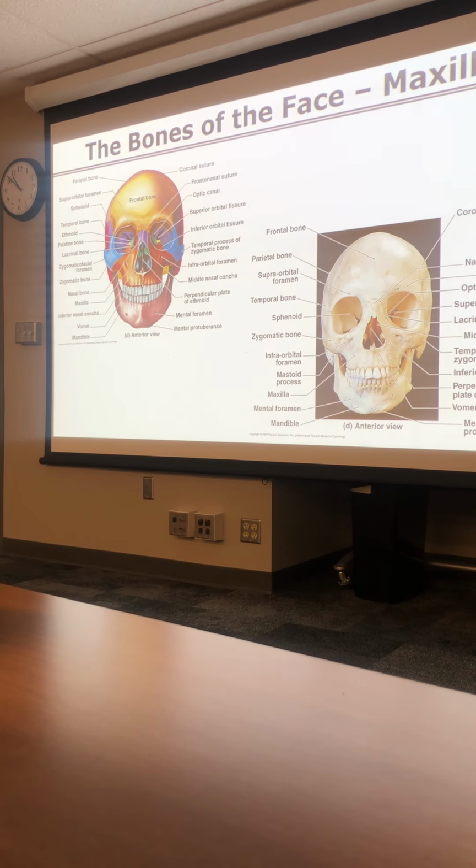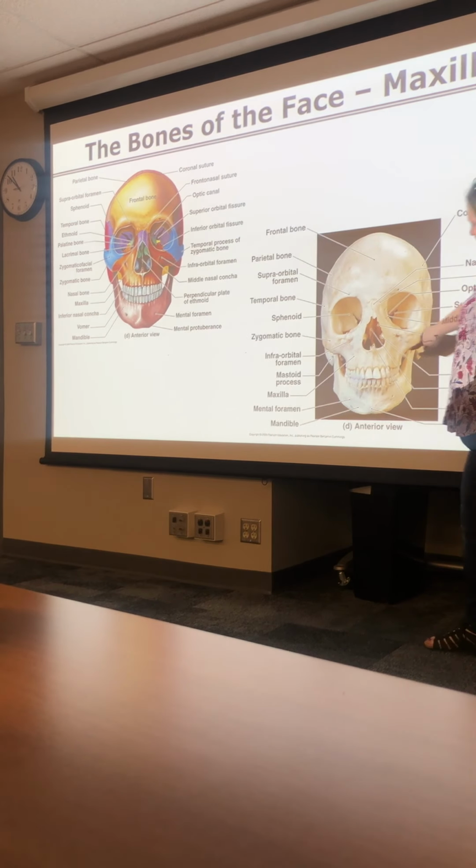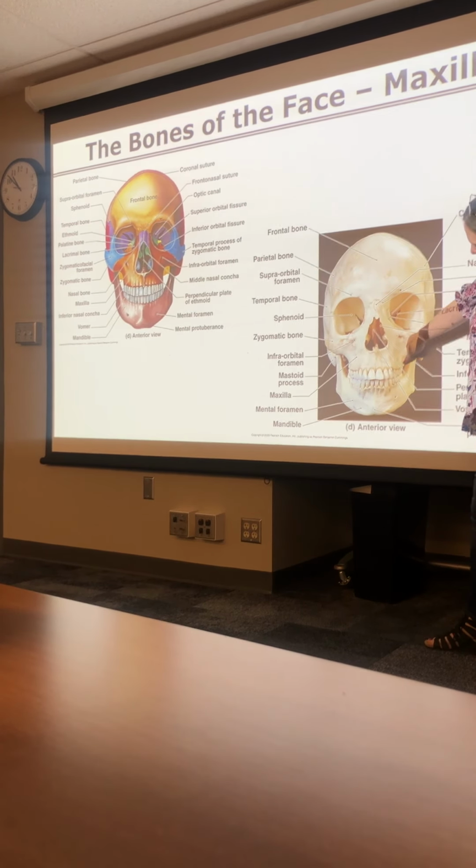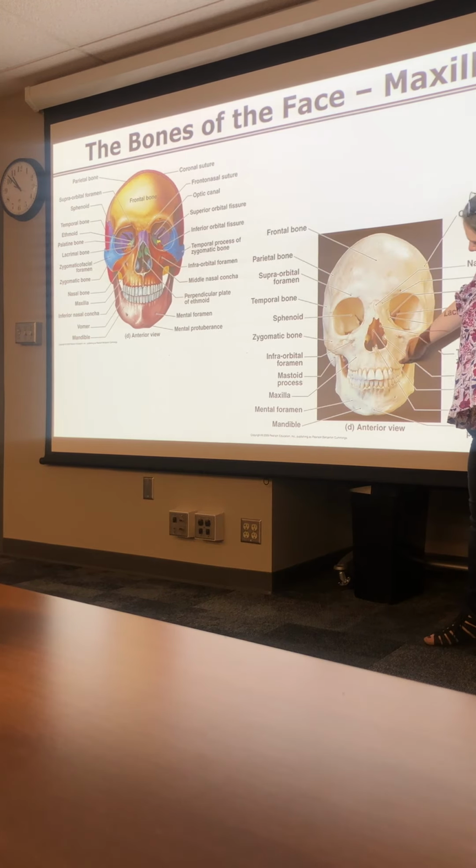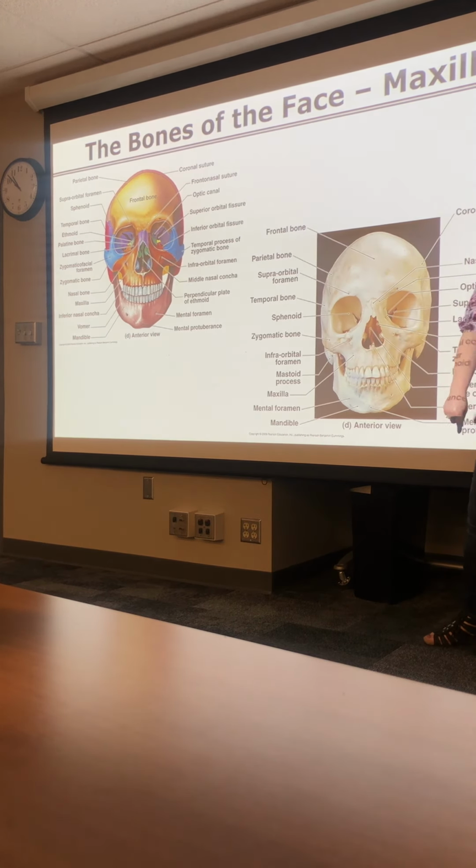So let's talk about the maxillae first. There are 2 of them, and they're the largest facial bones, and together they form the upper jaw. They articulate with all the other facial bones except for the mandible. The oral margins of the maxillae form the alveolar processes that contain the upper teeth. So these are known as the alveolar processes, and they hold the upper teeth.